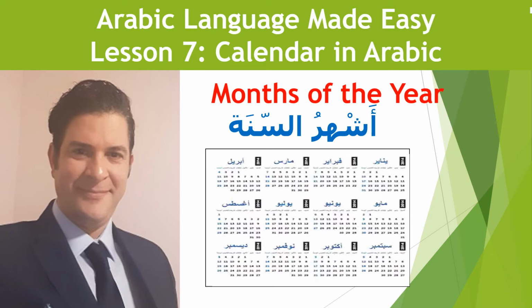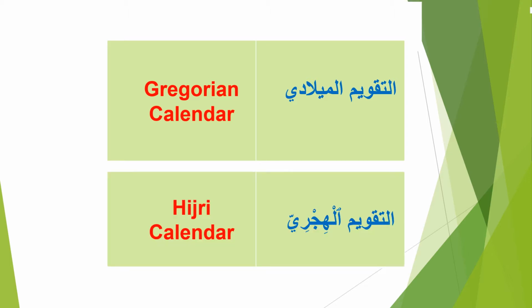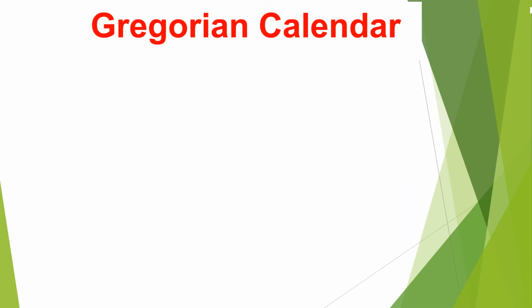In this lesson, I will teach you the calendar in Arabic. There are two types of calendars used in the Arabic world. The Gregorian calendar, which is used in most of the world. Most Arabic countries use this as the official calendar. The Hijri calendar is used by Islamic countries in order to determine the proper days of Islamic holidays and rituals, for instance, Ramadan. So let's start with the Gregorian calendar.